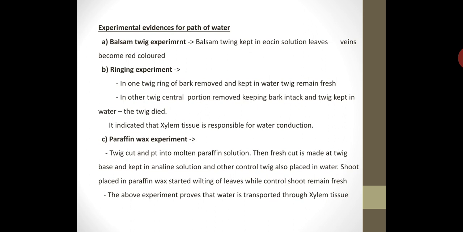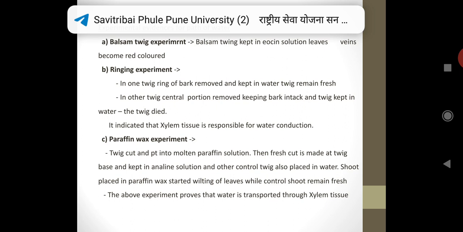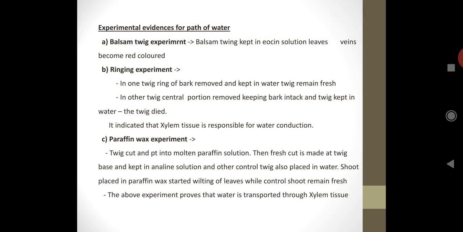When we take the transverse section, it was observed that the red color of eosin was in the xylem tissue. So what did this experiment indicate? These experiments indicate that xylem tissue is responsible for ascent of sap. The eosin solution, for example, is a mixture with water, that is what we call sap, and that sap enters through the xylem, and so the xylem tissue of the balsam twig continuously gets colored red. So this experiment proves that xylem tissue is responsible for ascent of sap.